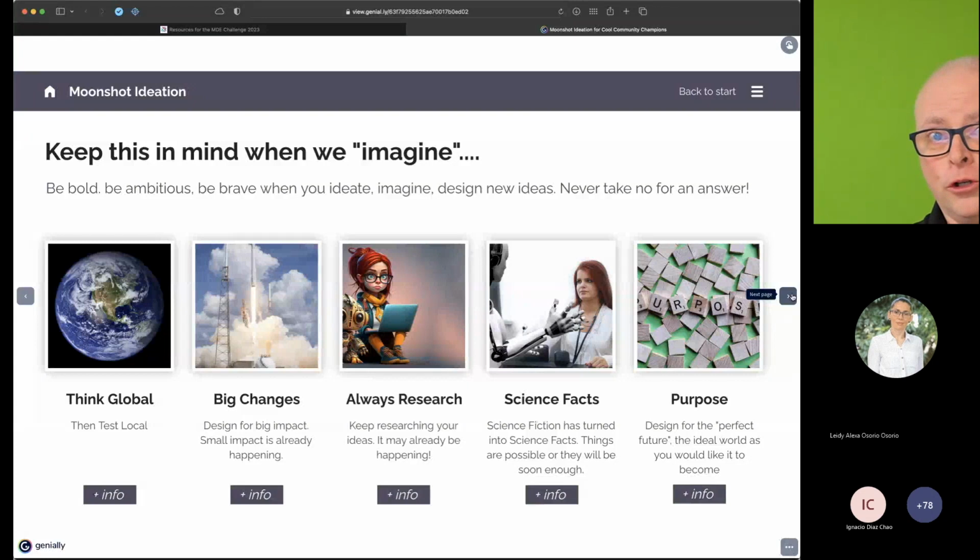The second thing I want you to keep in mind is to always try to make big changes with what you do. Design for big impact, okay? Small impact is already happening. In many parts of the world, amongst the many challenges we have that we share as humanity, there is really some progress, some improvements on many of the challenges, but they are small improvements very often. And we don't feel that we have time enough to just keep waiting until somebody someday has solved it. We have decided to take action. I encourage you to take big action, design for big change, be bold, be ambitious with this.